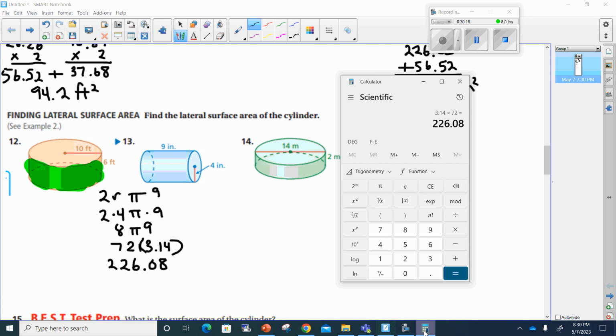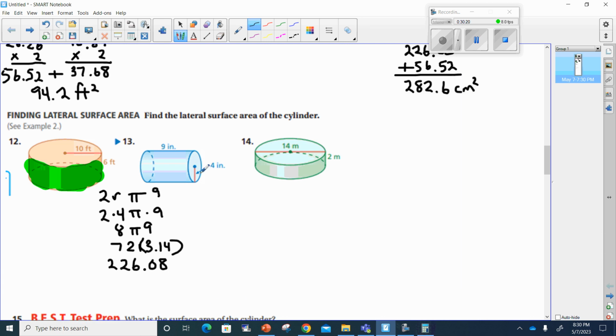Yep, 226.08. And remember, that's going to be inches, and since it's area, inches squared. For those that would want to round it out, you could say that it's very close to 226.1, right? Pretty close to it, inches squared.